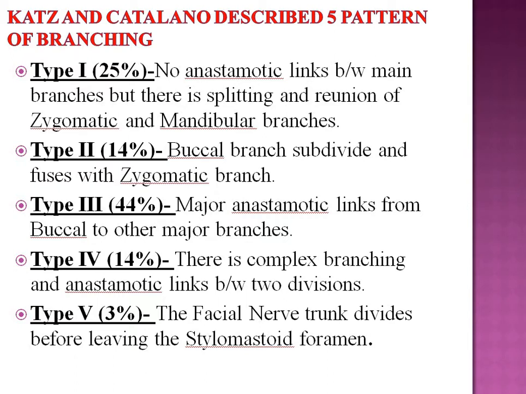In type 3, there are major anastomotic links between the buccal and other major branches. In type 4, there is complex branching and anastomotic links between the 2 divisions. In type 5, the facial trunk divides before leaving the stylomastoid foramen, which is the rarest.